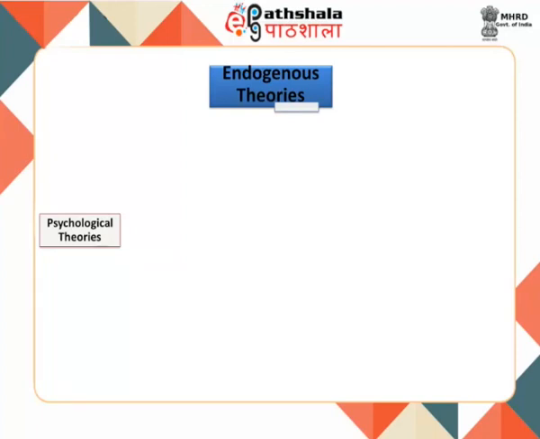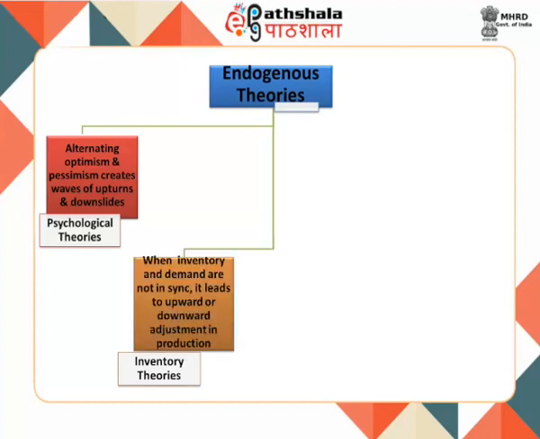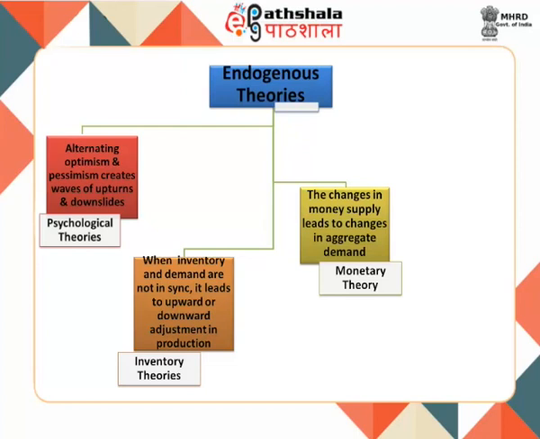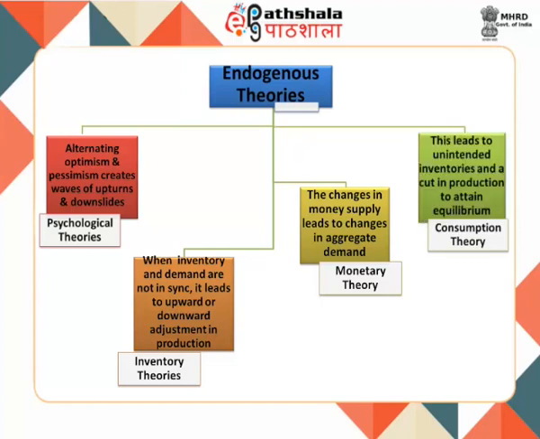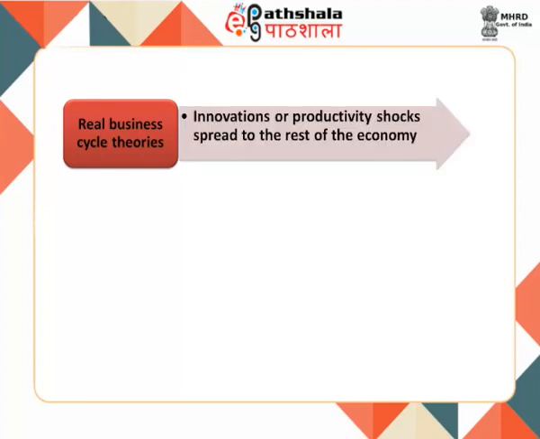Endogenous theories include the following: psychological theory. As per this theory, alternating optimism and pessimism create waves of upturns and downslides. Inventory cycle theory: when inventory and demand are not in sync, it leads to upward or downward adjustments in production. Monetary theory: changes in money supply lead to changes in aggregate demand. Underconsumption theory or overproduction: this leads to unintended inventories and a cut in production to attain equilibrium. Real business cycle theories: innovations or productivity shocks spread to the rest of the economy.